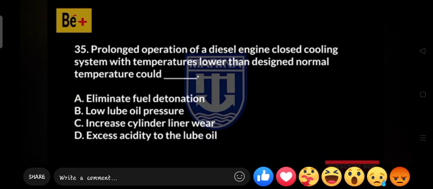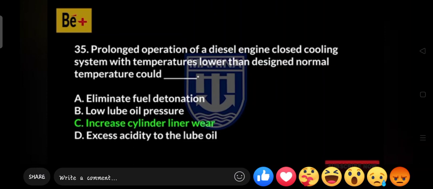Prolonged operation of a diesel engine closed cooling system with temperatures lower than the designed normal temperature could A. Eliminate fuel detonation. B. Low lube oil pressure. C. Increase cylinder liner wear. D. Excess acidity to the lube oil. The answer is C. Increase cylinder liner wear.